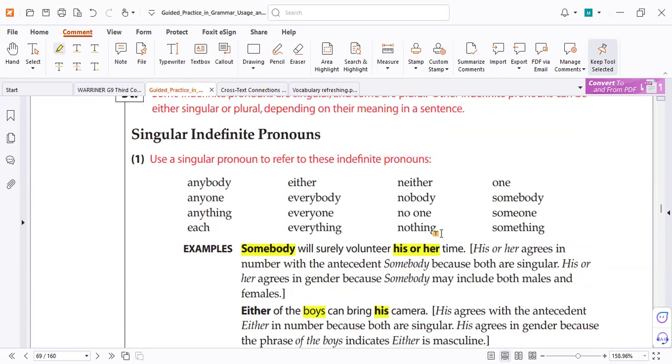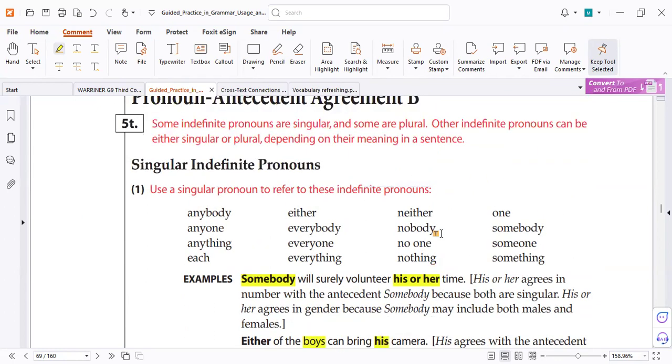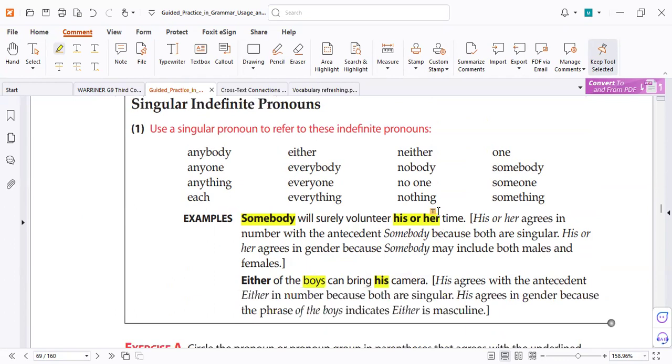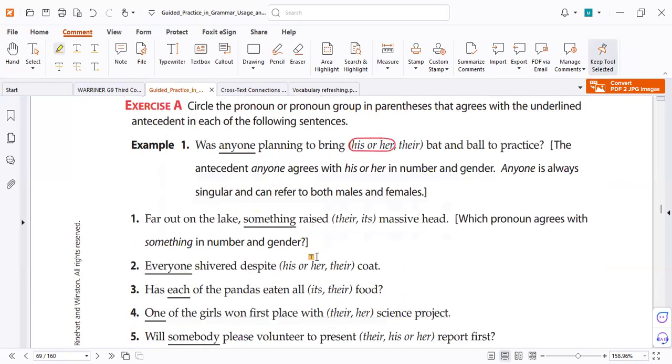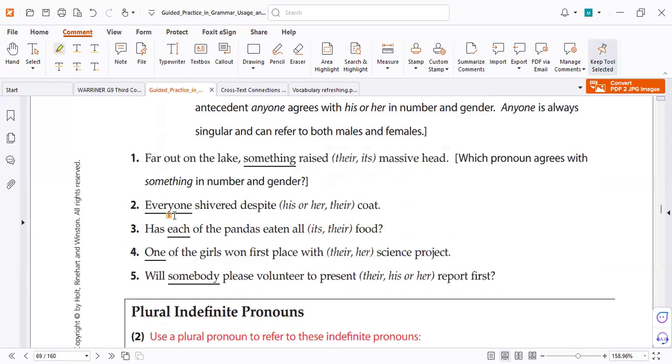So this means we need to find agreement. Agreement in what exactly? In singular or plural, male or female, general or specific. I can say "one" as a human in general, so it must be "one." But here it could be general, like "his or her." So be careful. For example, here "everyone," so it must be general. He said one of the pandas must be "its." He ate somebody. We don't know male or female, so it must be "his or her."